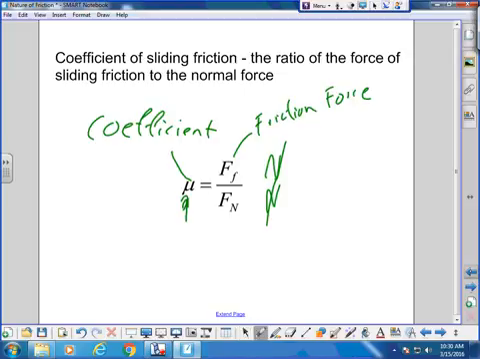This value for mu is usually less than 1. Did Mr. Smigalski tell you that? You just know that? Usually less than 1. There are some occasions when it might be greater than 1. It might just be because of a poorly designed question on my part. But generally, the coefficient of friction is less than 1.